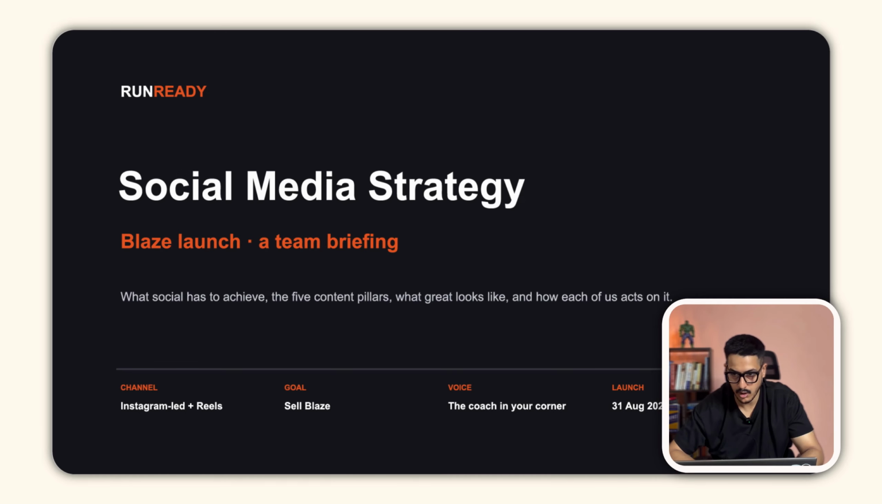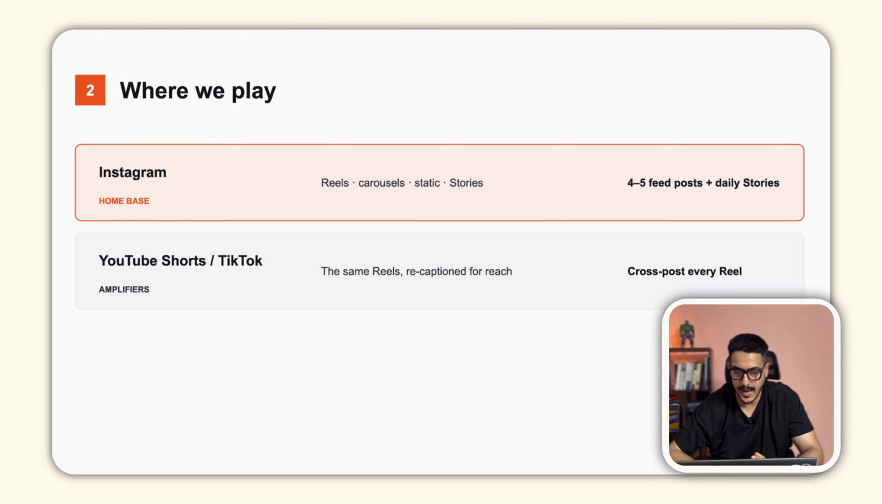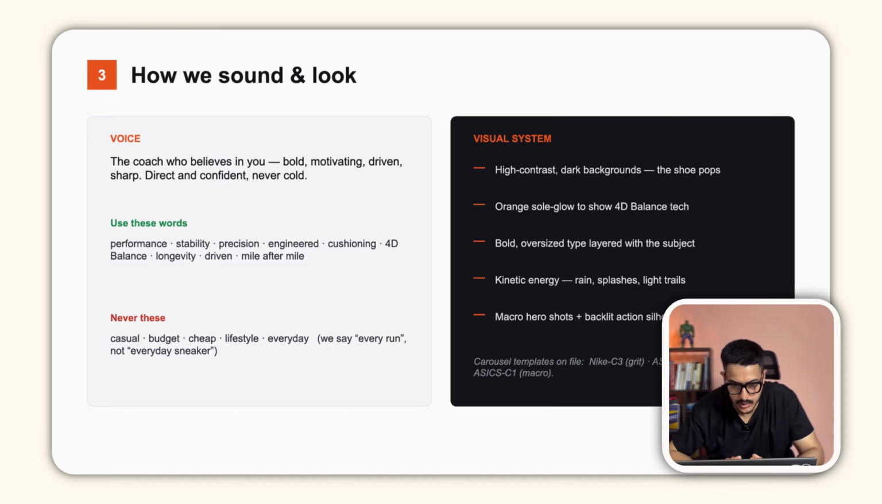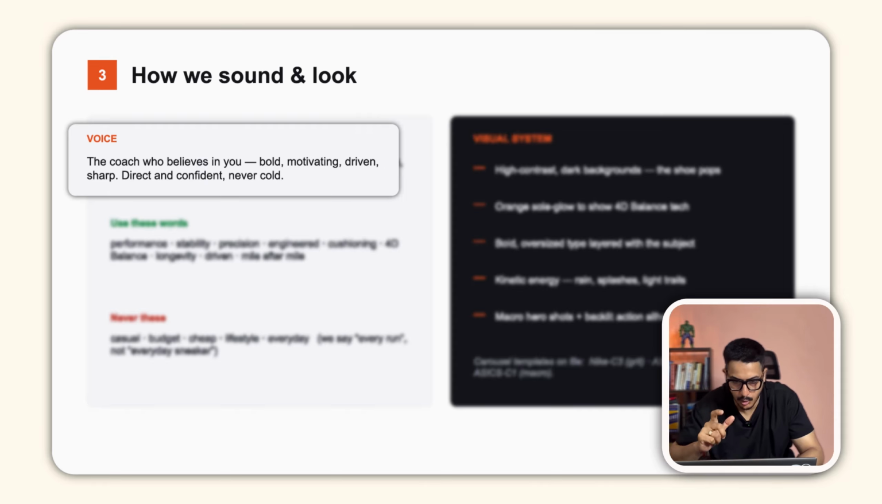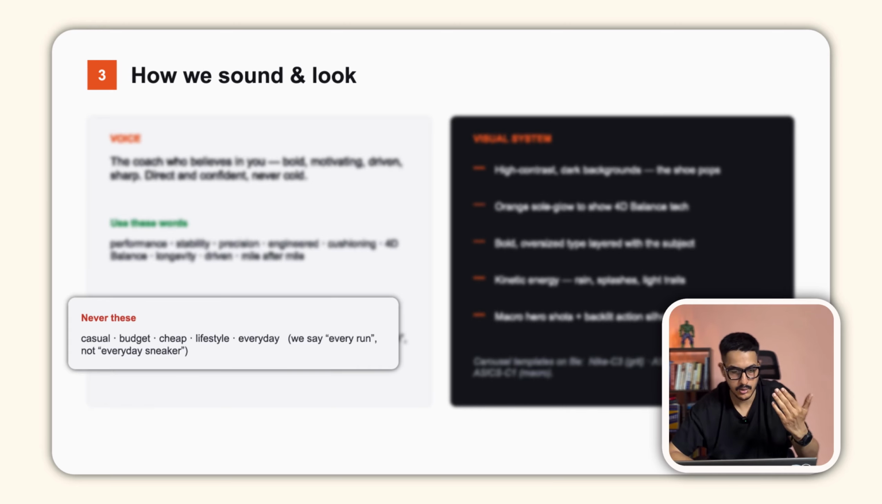Now, this is the full document of the social media strategy. Let's go through this together. So it's told me to go after Instagram, YouTube, TikTok, and influencers. That's a good choice. And then how do we sound? So it says you need to sound like a coach who believes in you: bold, motivating, driven. Use these words: performance, stability, precision. These are all terms that runners would respond to.